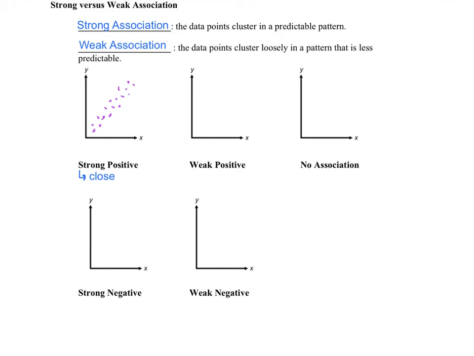Okay, so next is a weak positive. A weak positive is also going uphill. It's a positive relationship. They're both increasing, but they're not as close together. So they're more loose.